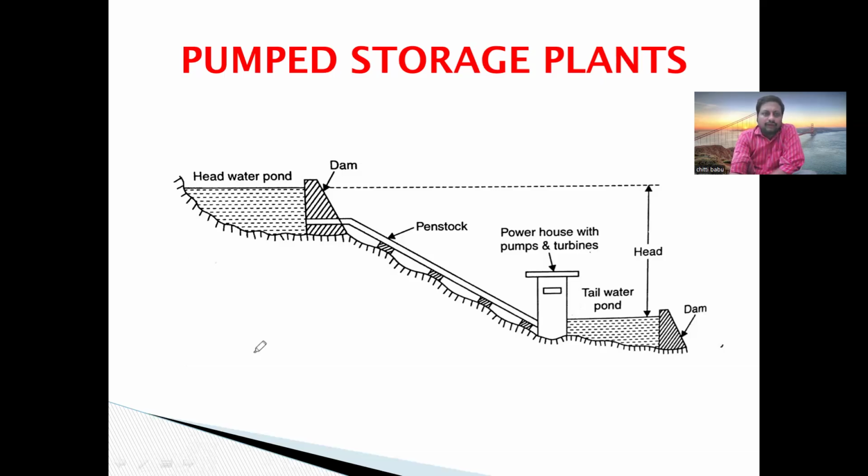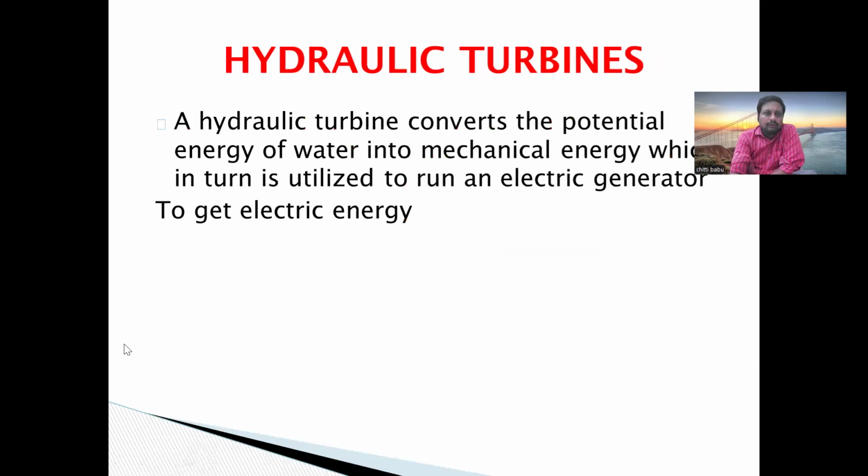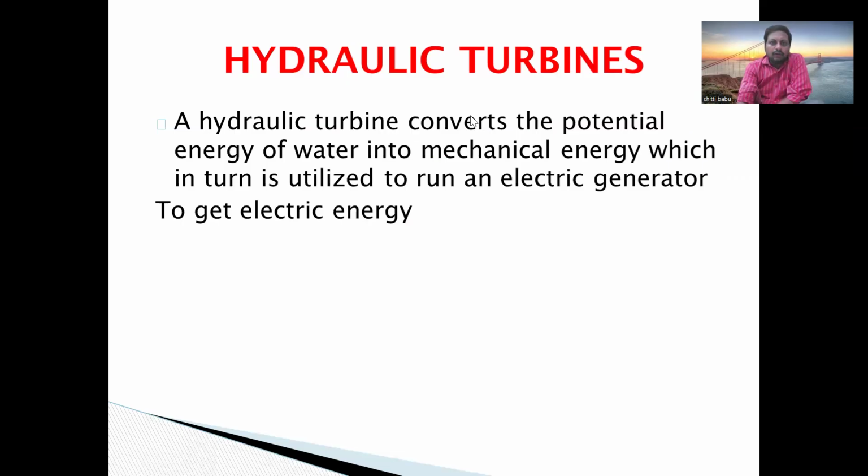Now we are going to see the turbines. Hydraulic turbines convert the potential energy of water into mechanical energy, which is utilized to run the electrical generator to get electricity. So the hydraulic energy will be converted into mechanical energy, and further into electrical energy. Finally, we get electrical energy.